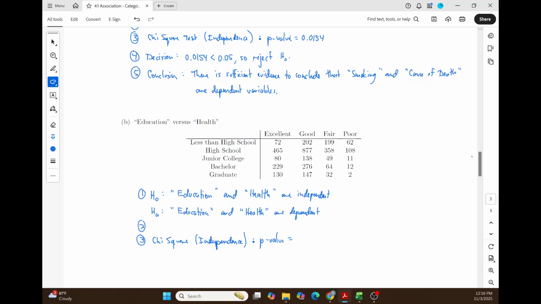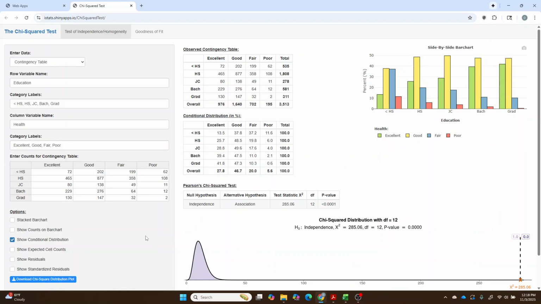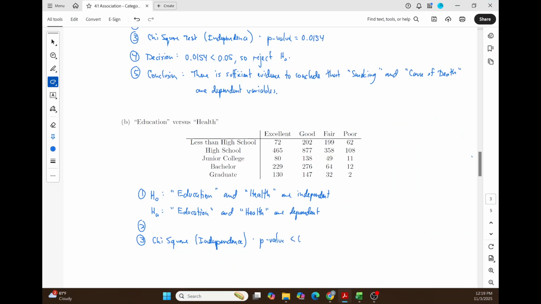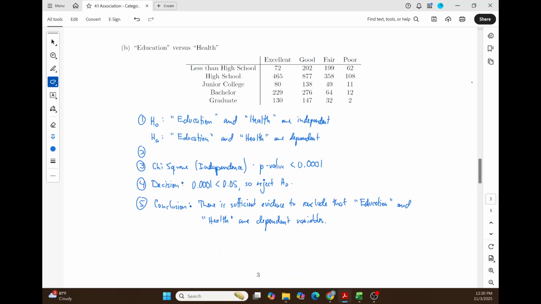Okay, so I'll let you run that test and then check in with you and see what we get. And if you get all of that in there correctly, you should end up with a p-value less than 0.0001. Okay, so let's go ahead and write that down. Based on that, you can make your decision and write your conclusion.